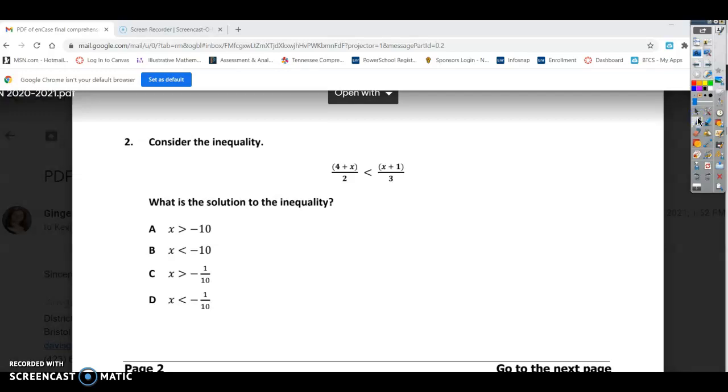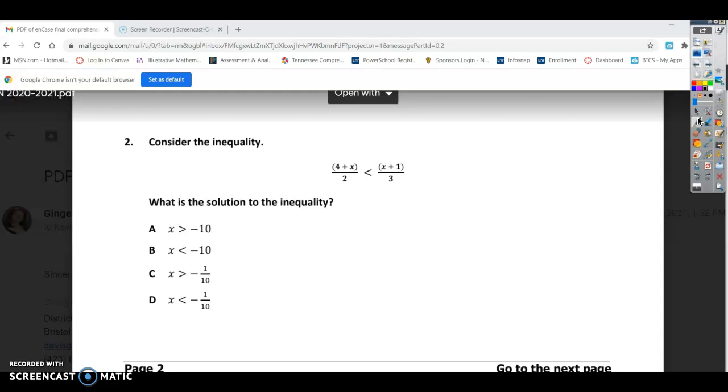All right, guys, this is Math 1, your final benchmark, number 2. All right, so if we look at this problem, it says consider the inequality. The first thing you should notice is that the inequality is a fraction. So what we want to do is get a common denominator so we can get rid of the fraction.